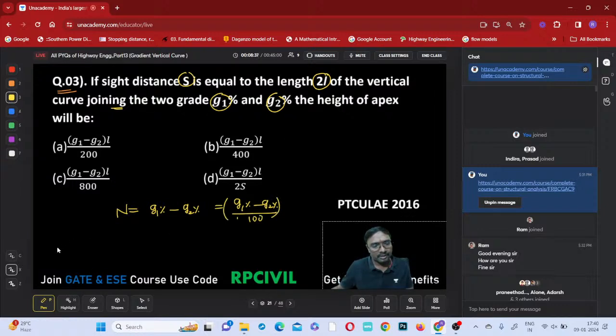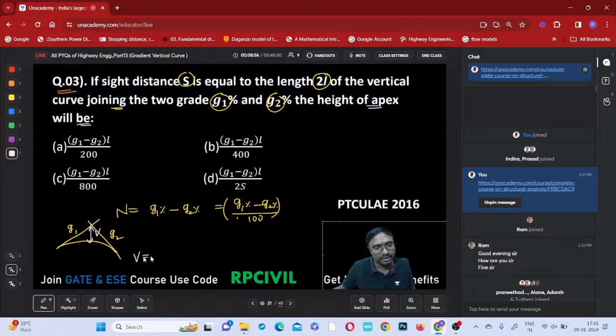And here two gradients are meeting like this. This is your first gradient G1 meeting, right? This is your second gradient G2 meeting, right? Like this you are having. Then you are asked to identify the apex distance, the height of this apex, right? What is this? This is your apex point, or this vertex.